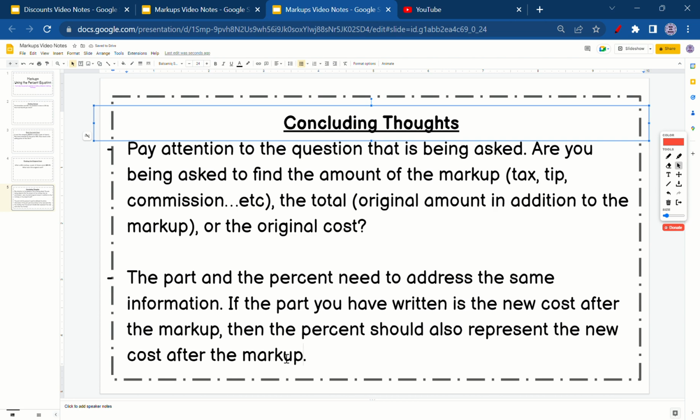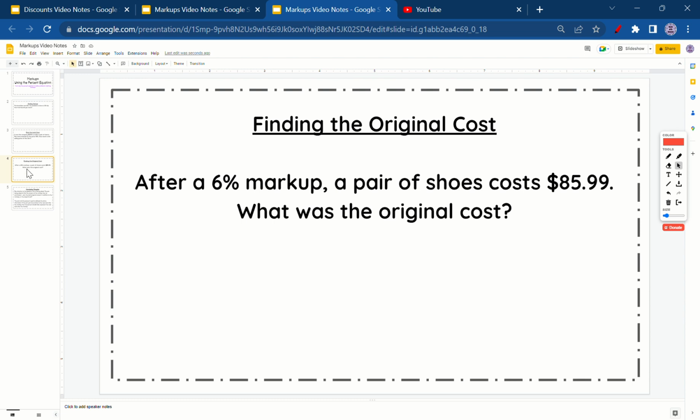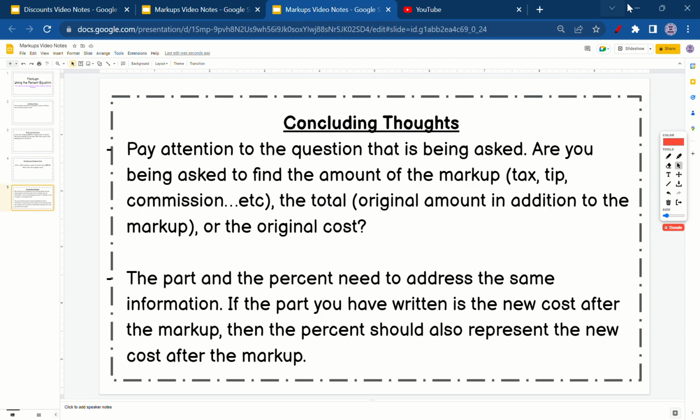All right, so if you have a part that's like here, we used our part as $85.99, then the percentage had to go with that. 6% doesn't represent $85.99. 106% is represented by $85.99.